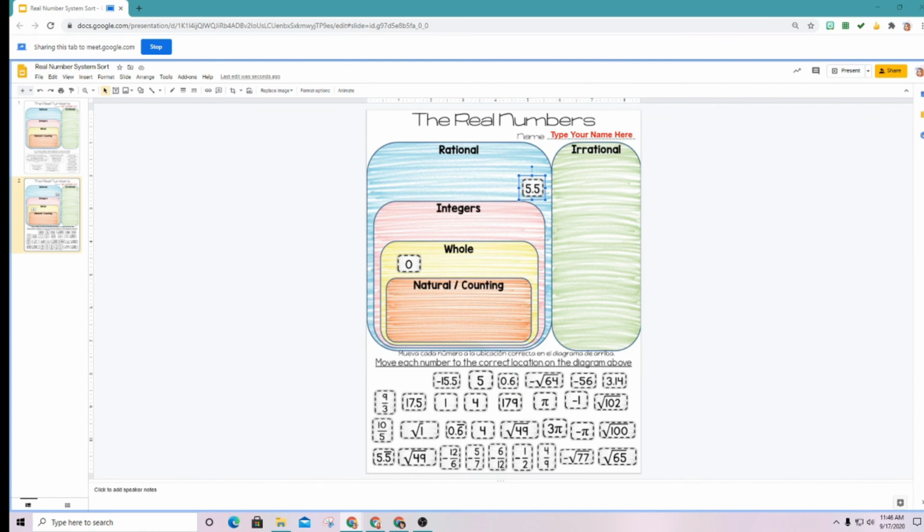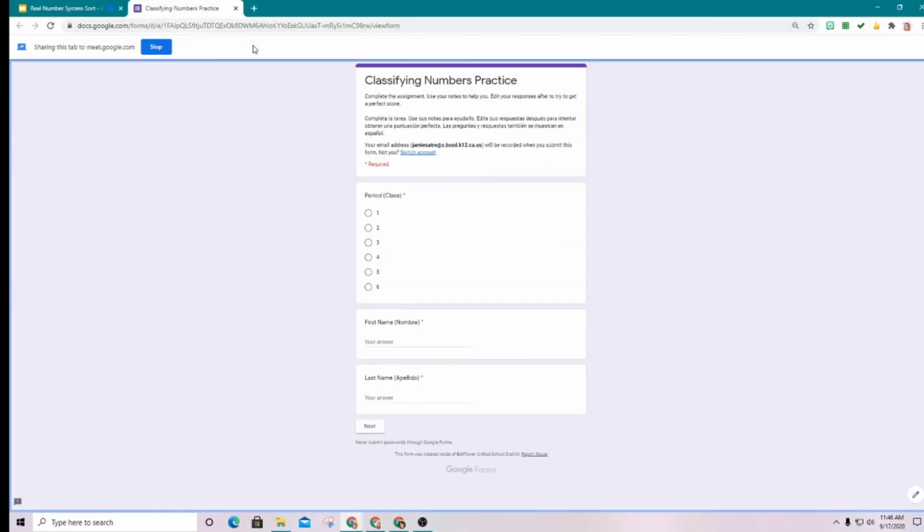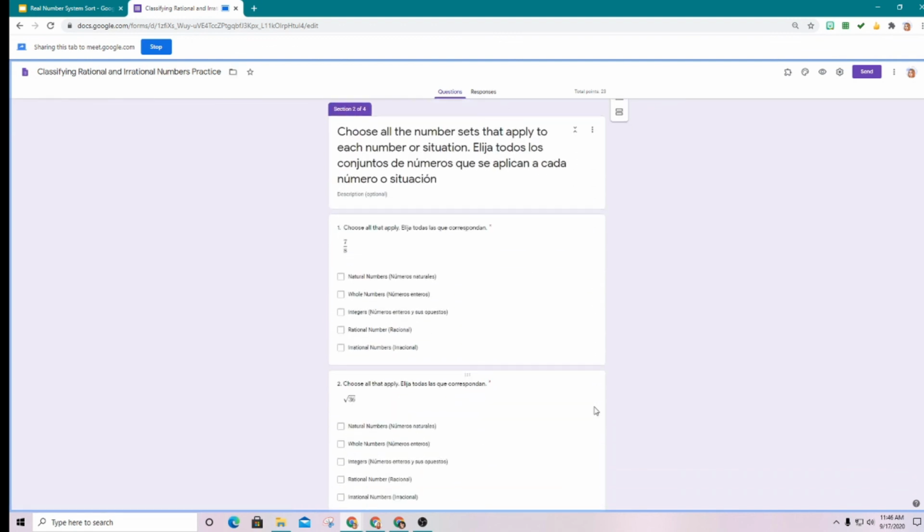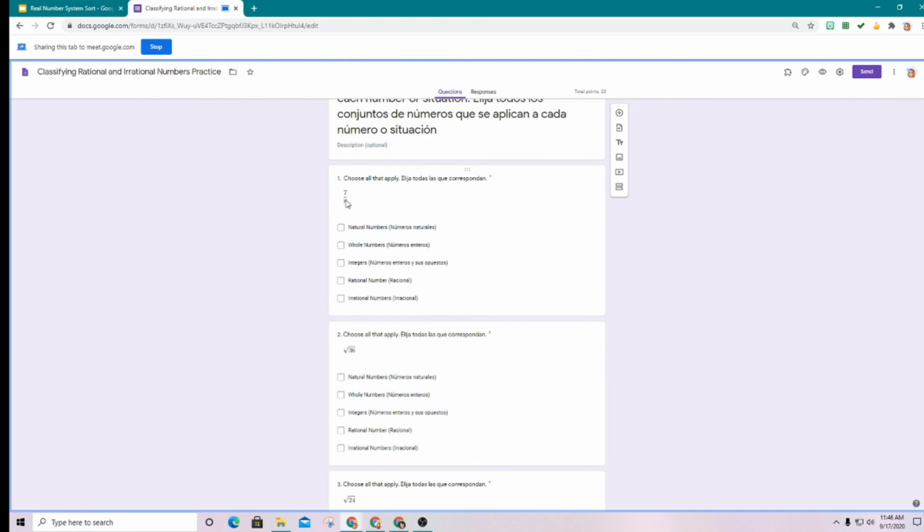Then after that, you have a homework assignment that's a Google form, and I'd like to show that to you as well. Your homework assignment is going to ask you to choose all the numbers that apply, okay? So 7/8 is a fraction, which means we know it's a rational number, okay?